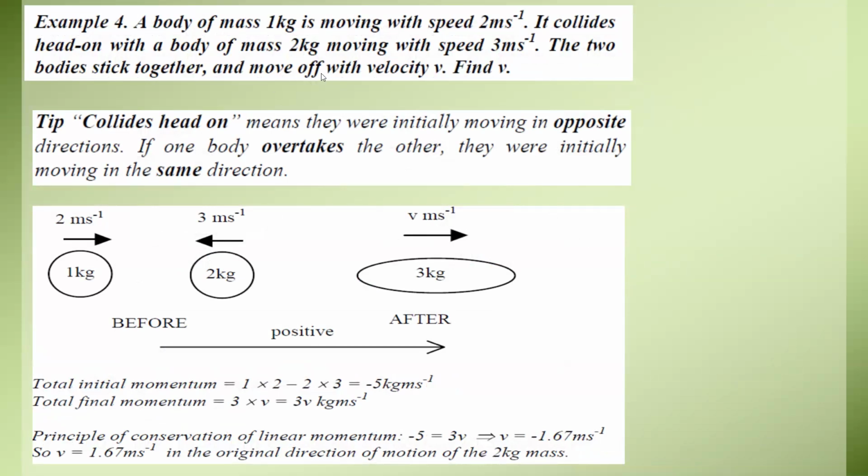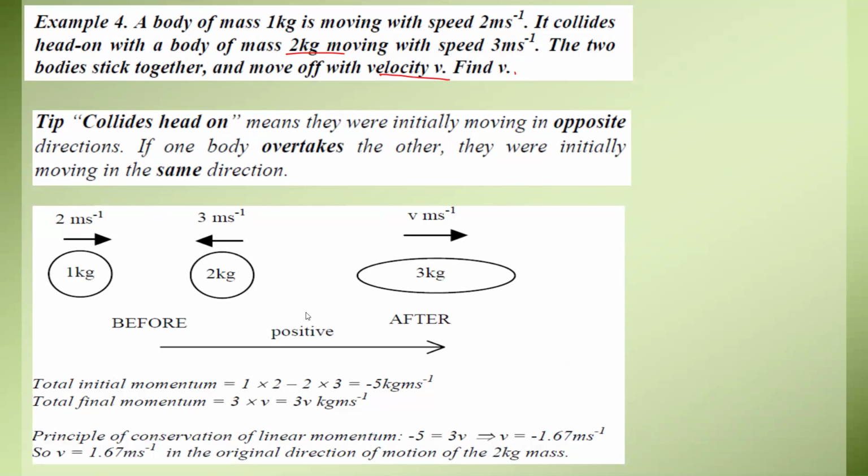In the same way, for example, a body of mass 1 kilogram moving with a speed of 2 meters per second collides head on with a body of mass 2 kilograms moving with a speed of 3 meters per second. The two bodies stick together and move off with a velocity v.